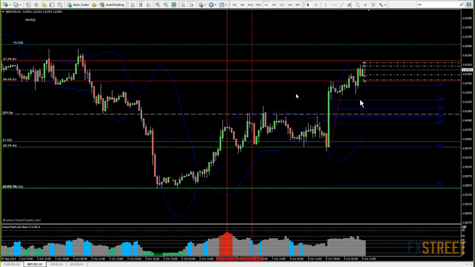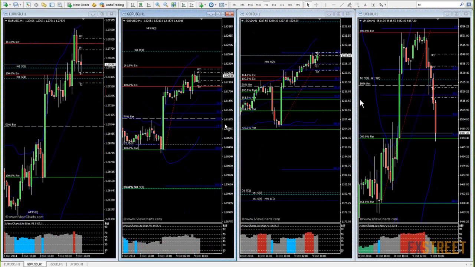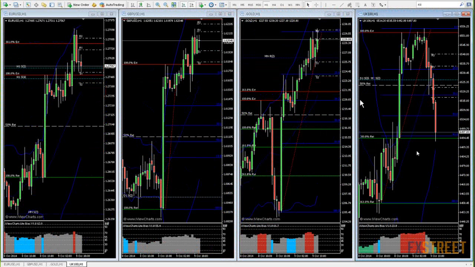So it's just having an opinion from the higher time frames, taking it through to the lower time frames. Obviously, nice bounce here off that level that I said. We've got some fundamental data coming out today, the Bank of England. Again, expected to be a non-event.